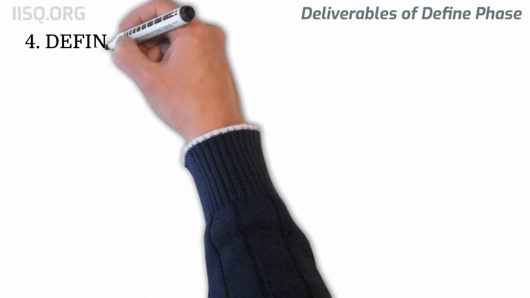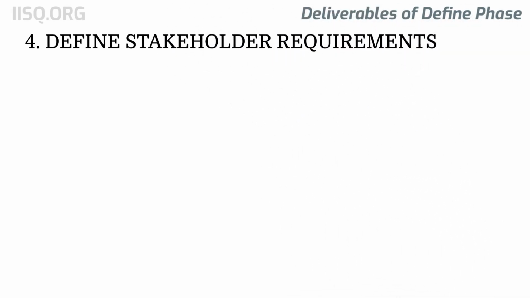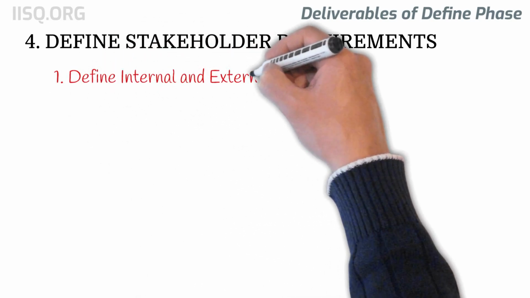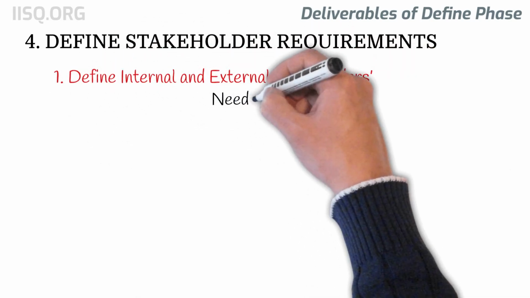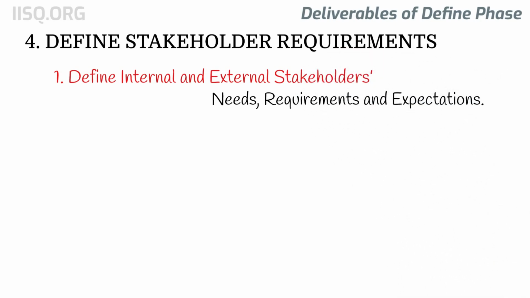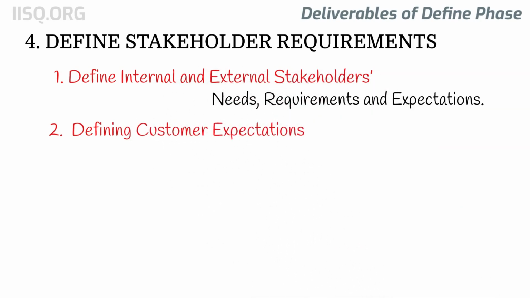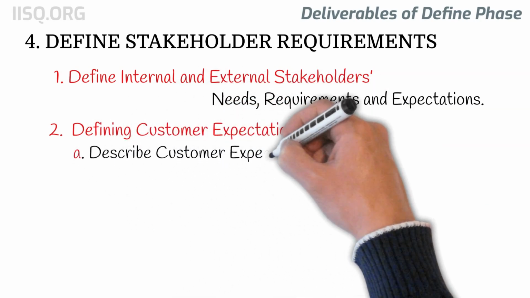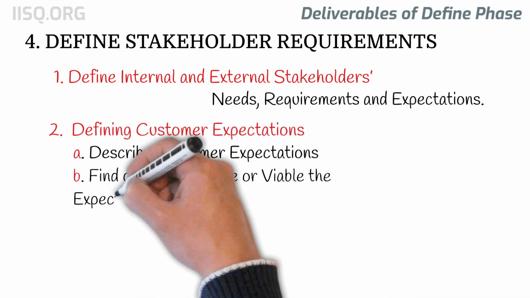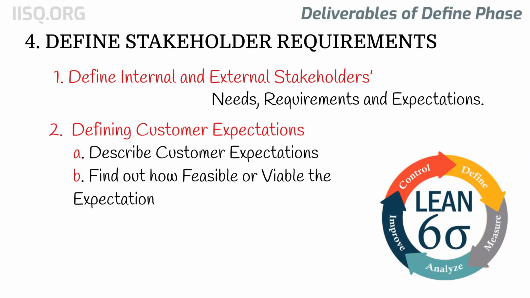The fourth deliverable is to define stakeholders' requirements. The project leader or manager during the Six Sigma journey has to define internal and external stakeholders' needs, requirements, and expectations. Just to give you a quick brief, defining customer expectations will have 2 steps. Describe the customer expectations. Find out how feasible or viable the expectation is for the Six Sigma project to fulfill.